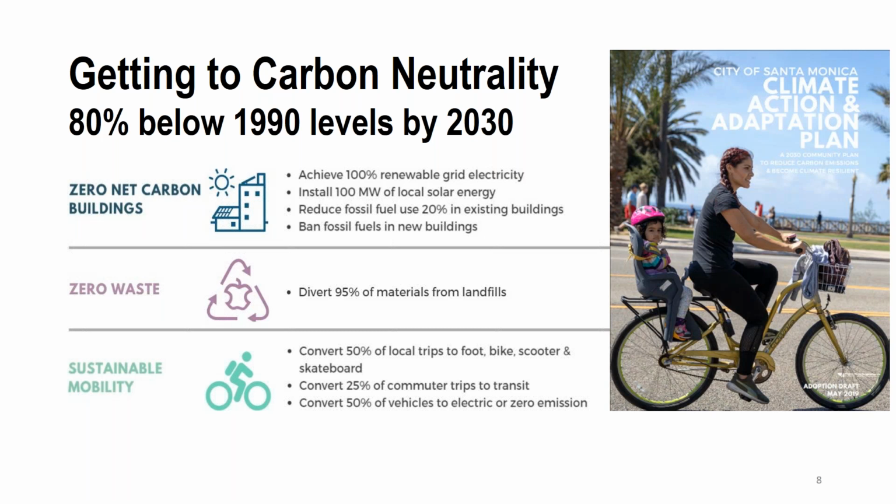Our main areas in which we aim to do that are achieving zero net carbon buildings, achieving zero waste, in which we are diverting at least 95% of our materials away from landfill, and achieving sustainable mobility. We define that by converting at least 50% of local trips to foot, bike, scooter, or skateboard, or converting 25% of commuter trips to transit, and converting the remaining vehicles on the road to electric or zero emission vehicles. So I'm going to focus on the sustainable mobility aspect, obviously, for the purpose of this presentation.